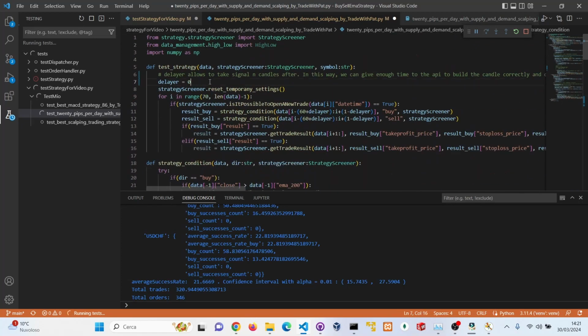Then I added this variable for this trading strategy. It is called the delay, and the delay allows taking the signal some candles after. What does it mean? For example, if at 3 p.m. my strategy gives me a signal to open a trade, I will open it on the 5 minute time frame, one candle after.